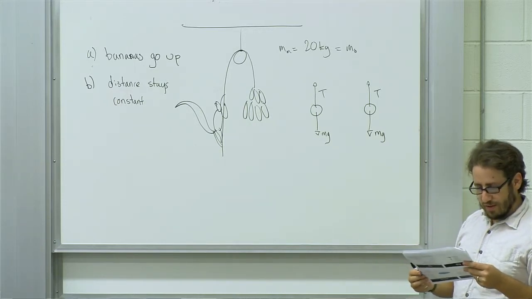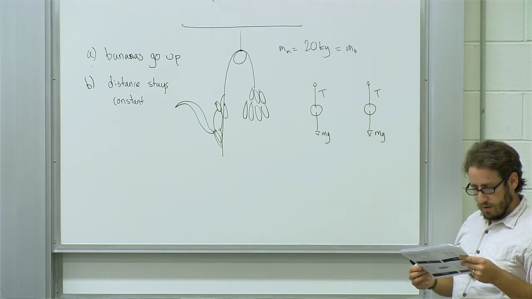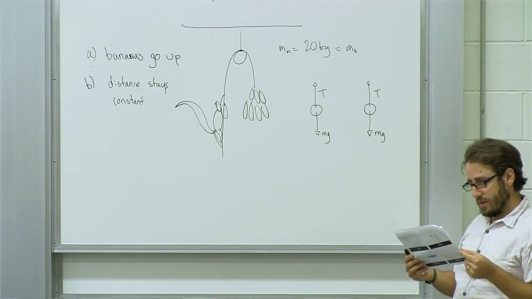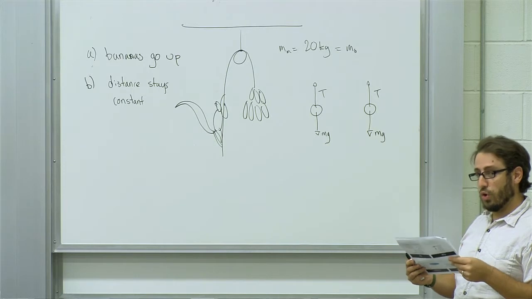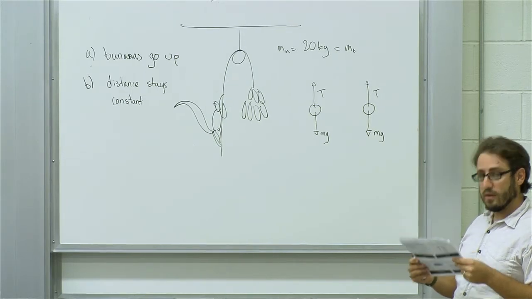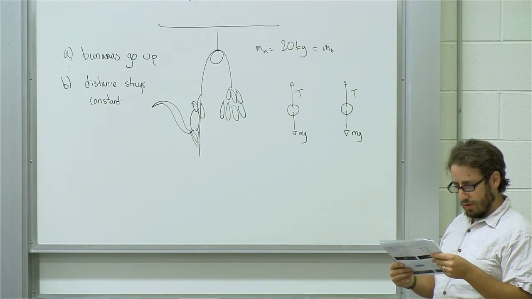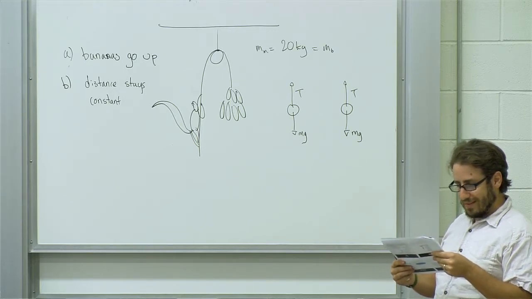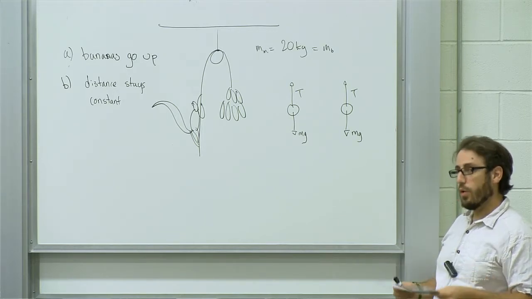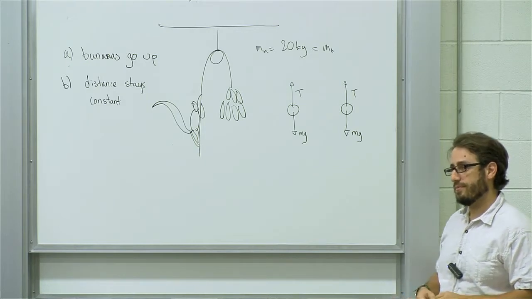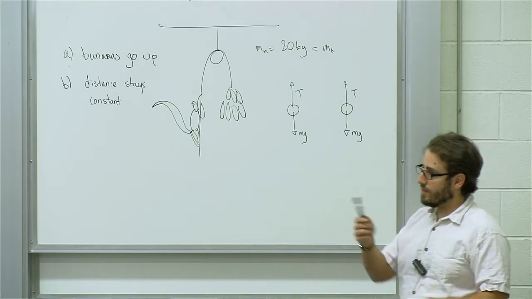No monkeys were hurt in the construction of this problem. Okay, next part of the question. The monkey releases her hold on the rope. Oh, you know, there are female monkeys. The monkey releases her hold on the rope. What happens to the distance between the monkey and the bananas while she is falling? Stays the same. Why?